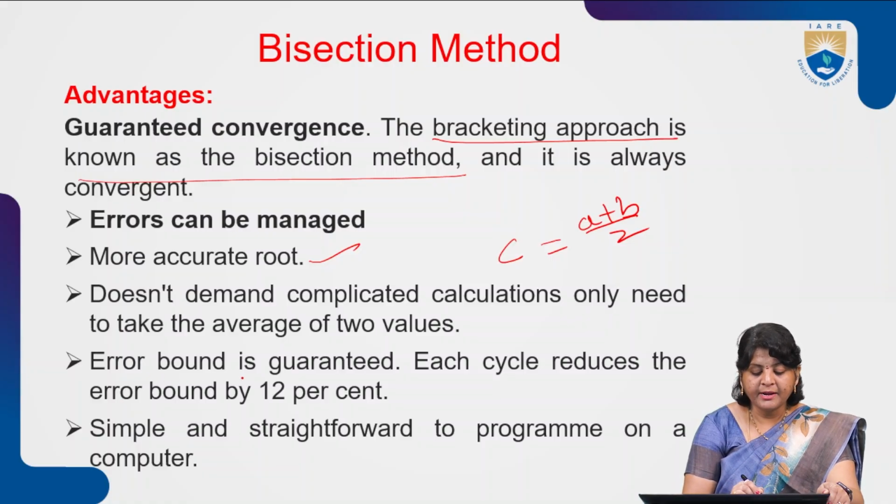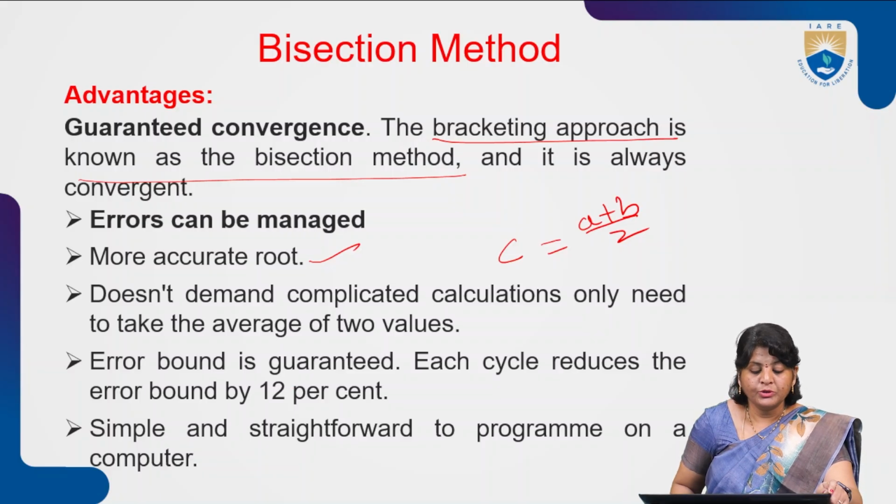And next, error bound is guaranteed. Each cycle reduces the error bound by 12%. When we are moving on to further iterations, with a difference of 12%, you will get the guaranteed, that is accurate, value. And this bisection method is simple and straightforward to program on a computer. Since there are no big or difficult calculations, it is easy to apply this bisection method.